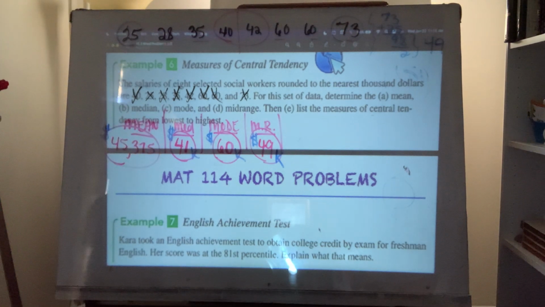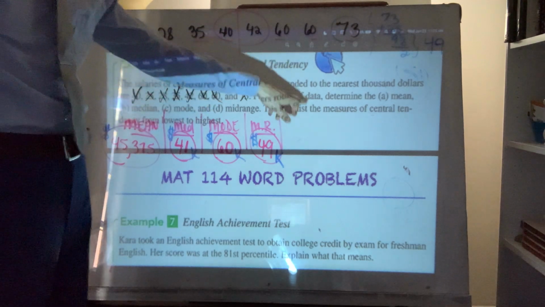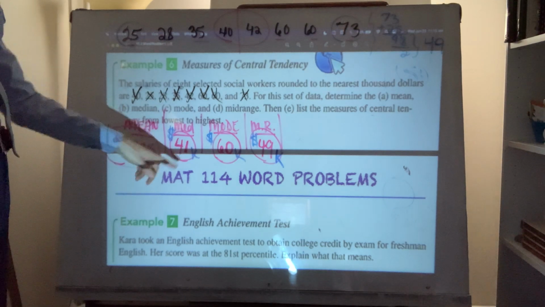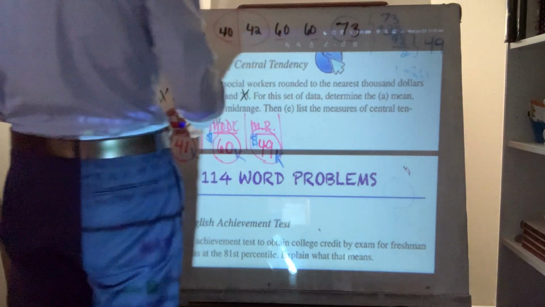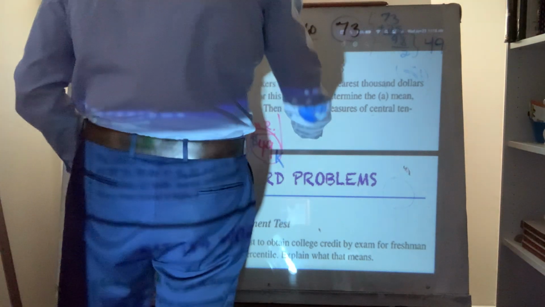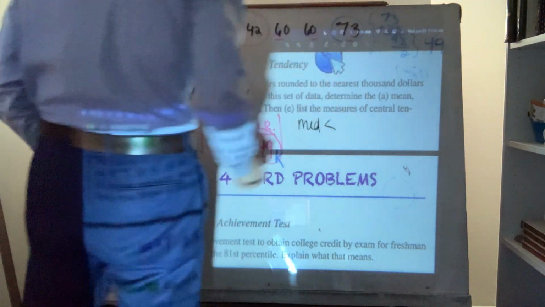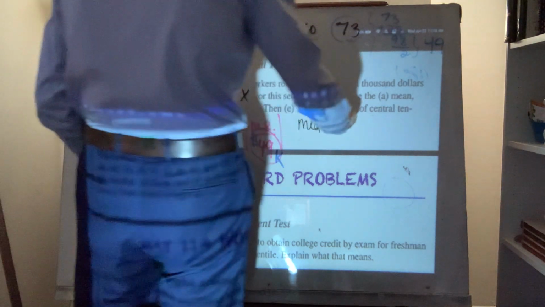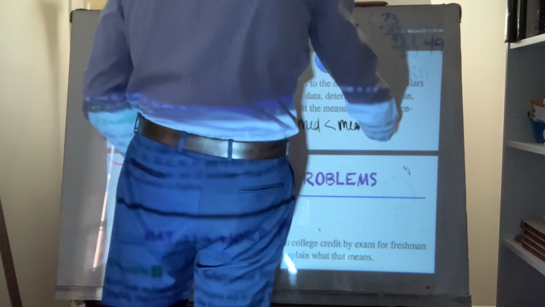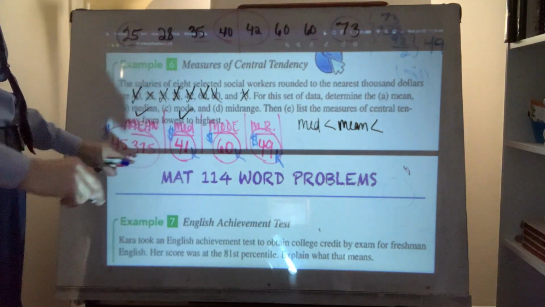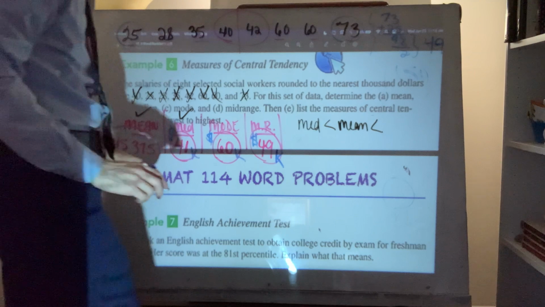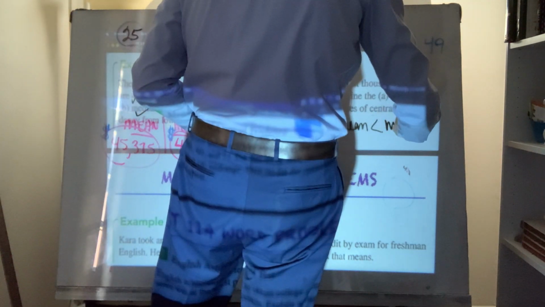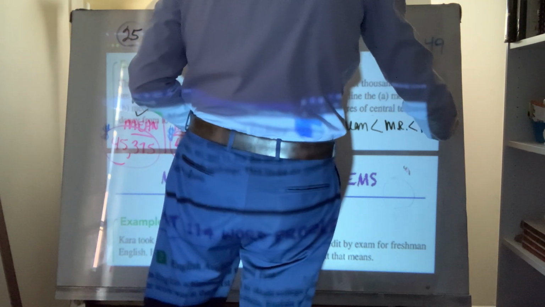Okay, so the last thing is list the measures of central tendency from lowest to highest. What is the smallest figure? The median. So I'm going to put this here. The median would be smaller than the mean, which would be smaller than the mode. Pardon me, the mid-range would be the next one. And the mode.